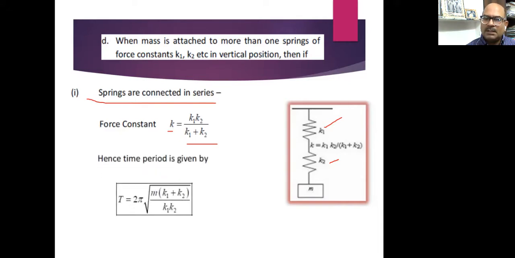So the time period is given accordingly. We will put the value of m by K. So you can find T is equal to 2π under root m(K1 plus K2) divided by K1 K2. This will be the relation for this type of case where two springs are attached in series in the vertical direction and the mass is attached. So there is one spring, then again a second spring.